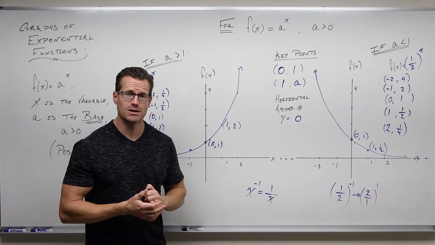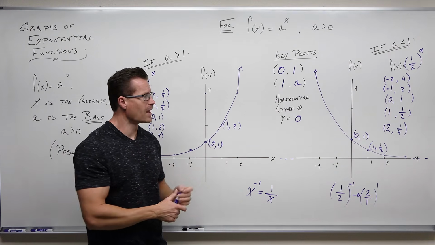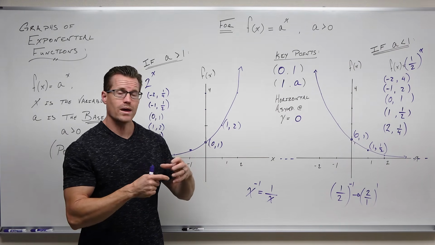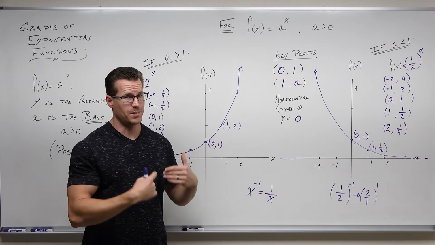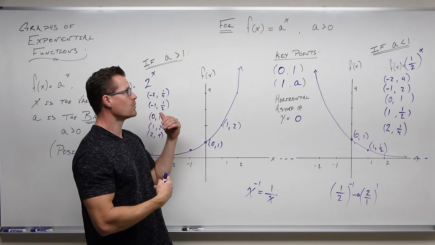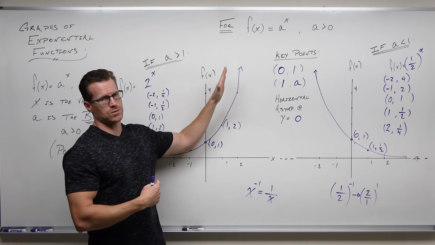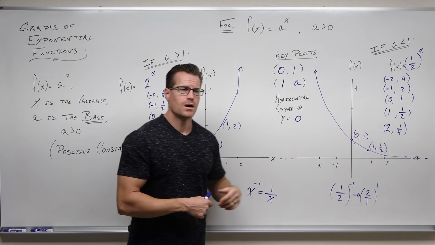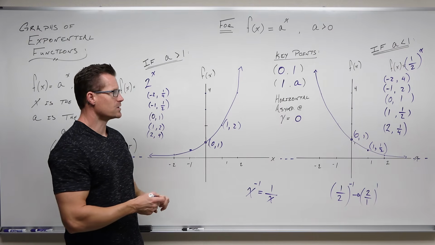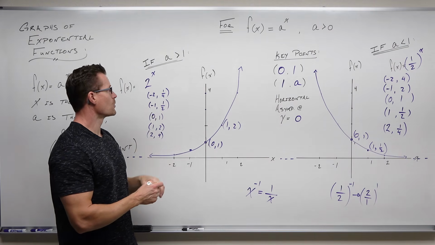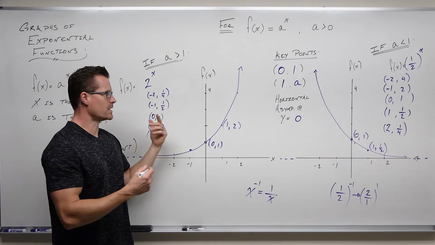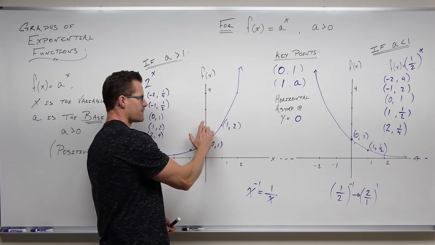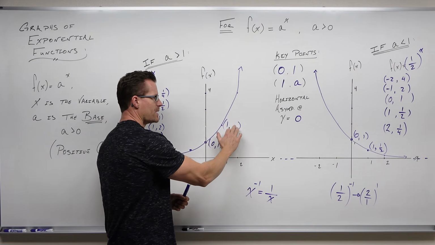So this is kind of a big deal, understanding where these things came from, why they look the way they do, and especially identifying what they're going to look like for your base. So if your base is more than 1, they're going to increase. If your base is less than 1, they're going to decrease. In general, this is if this a was just greater than 1, not specifically equal to 2, and we started erasing some of this stuff and saying, well, I don't know exactly what my base is.